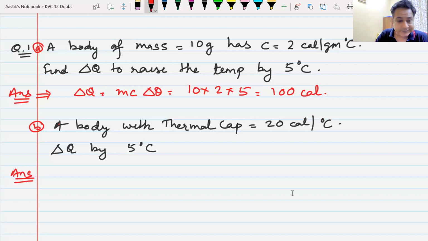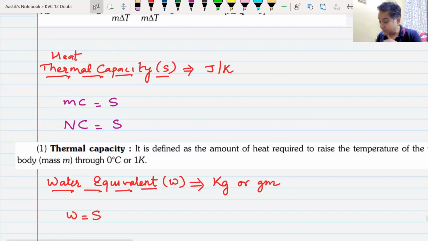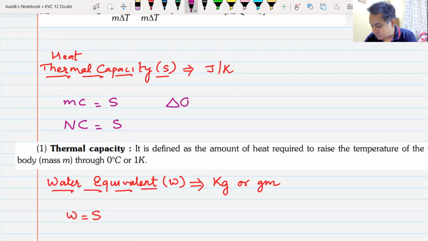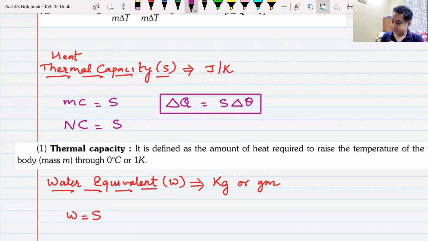Remember the relation here. If you want, I can write one more equation here. Delta Q in this case will be equal to S into delta theta. If that makes you more happy, you can write it this way also. Yes, what is the answer for this one?